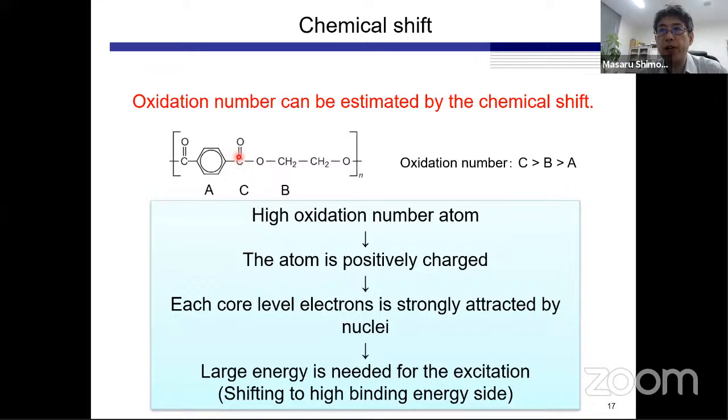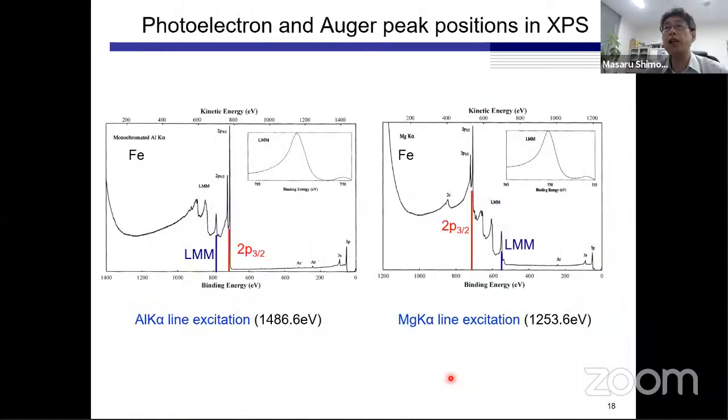So the remaining core level electron is more strongly attracted by the nuclei. That means a large energy is needed for the excitation. It means shifting to the high binding energy side. This is the basic reason of the chemical shift.